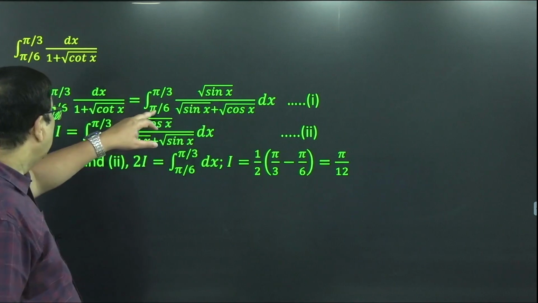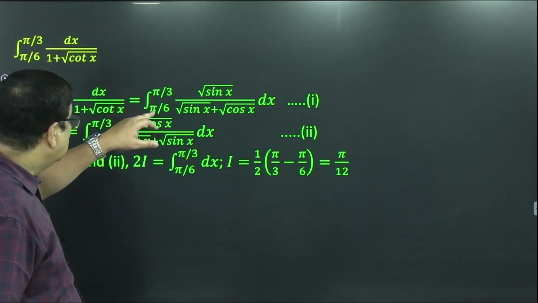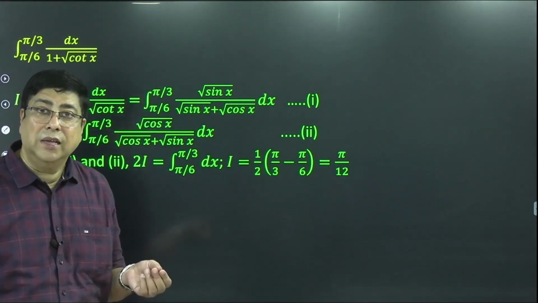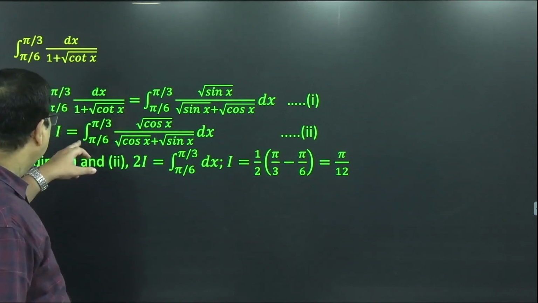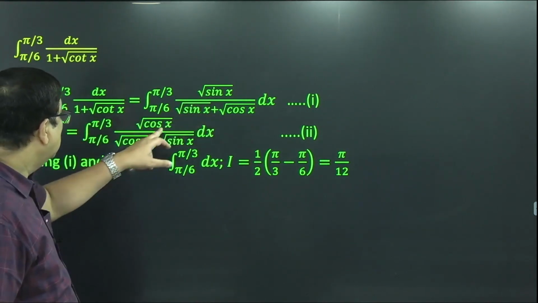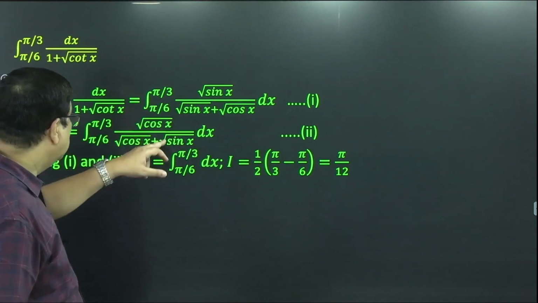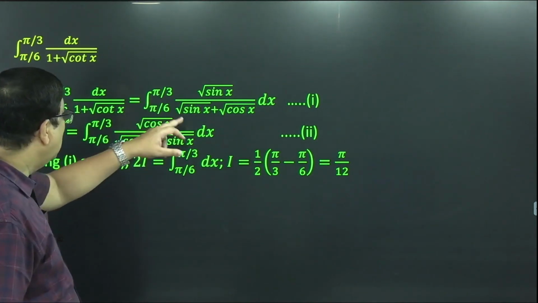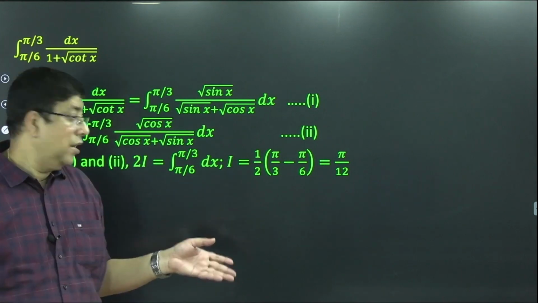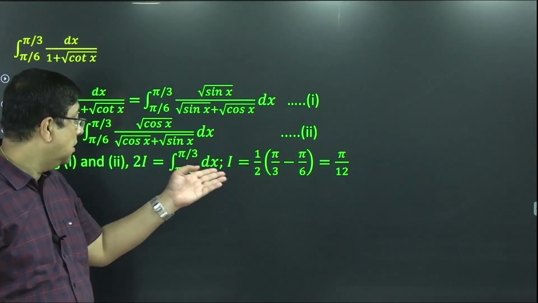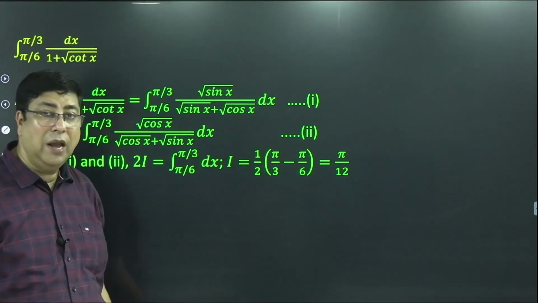Now a plus b minus x is actually 30 plus 60, 90 minus x. So here sin of 90 minus x is cos x, cos of 90 minus x is sin x, and the denominator is coming the same. I plus I is 2I, equal to the same thing as in the previous case, they are getting cancelled. So dx integration gives x, upper limit minus lower limit, and we are getting the result.